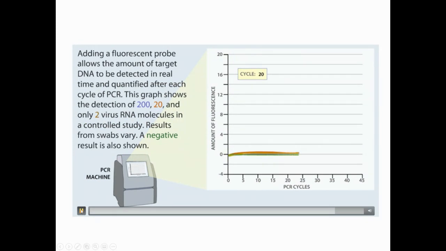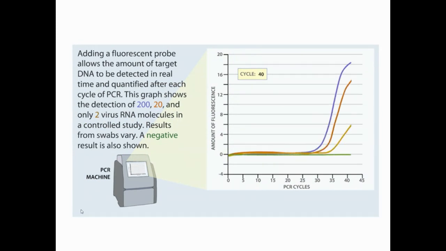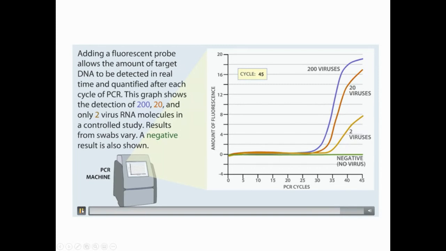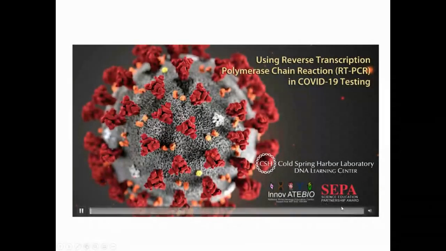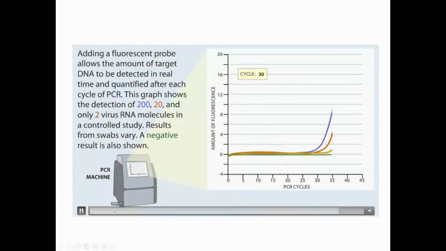DNA to be detected in real time and quantified after each cycle of PCR. This graph shows the detection of 200 and only 2 virus RNA molecules in a controlled study.